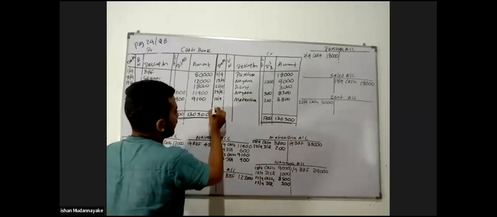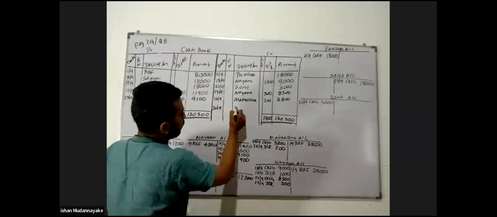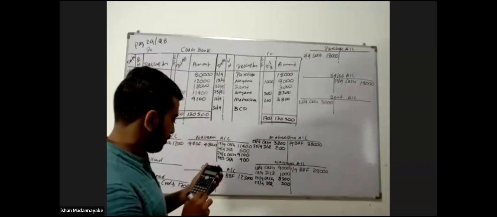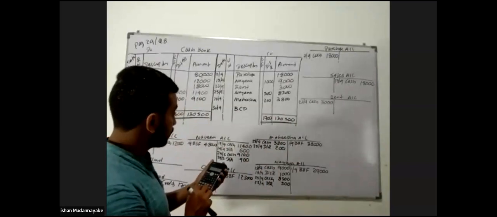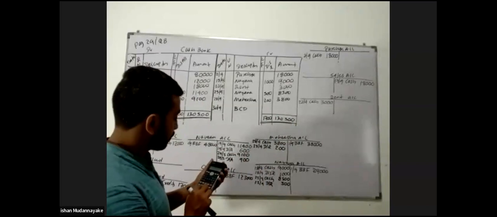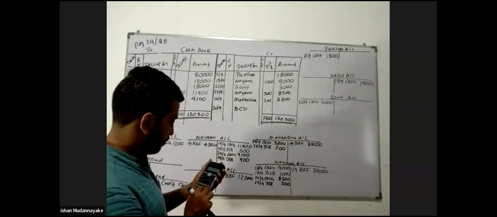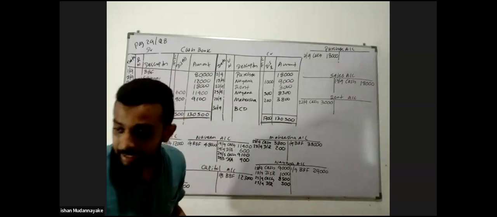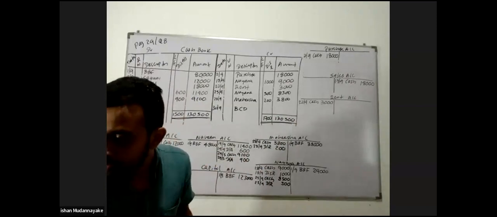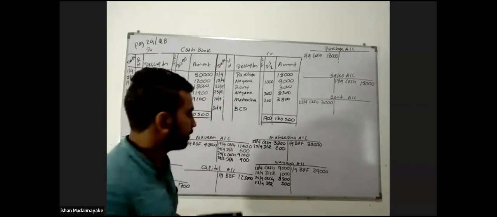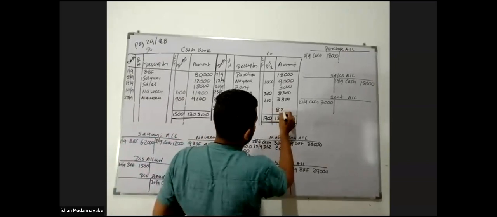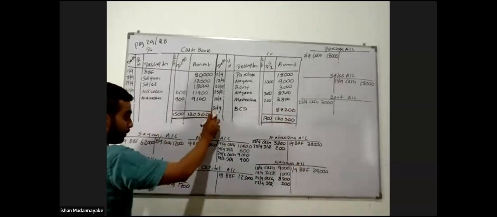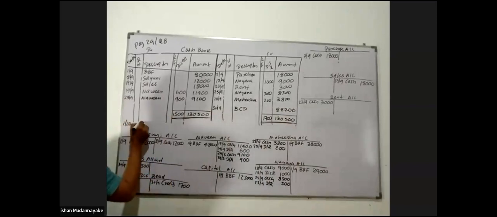Now you can calculate the balance carried down. How much is the balance carried down? How much is the closing cash balance? 88,200. Yes, right, balance carried down 88,200. On 30 September, balance carried down; on 1st October, balance brought forward, BBF.